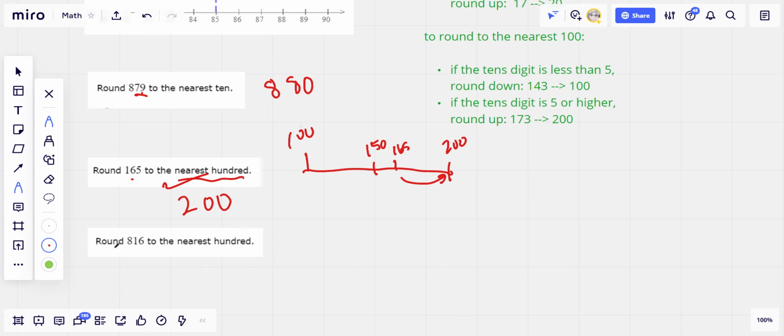All right, we'll look at one more. We're rounding 816 to the nearest 100. So we're going to look at that tens digit and ask, is it 5 or above? No, it's not. It's below 5. So we round down to 800. So that is a little bit of work with rounding tens and hundreds.